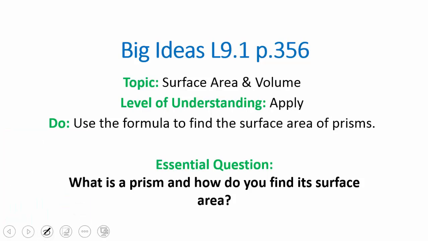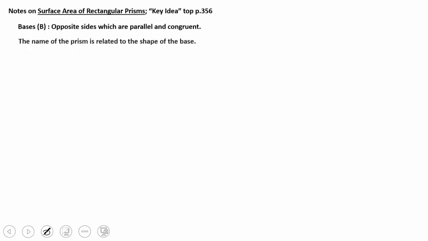Ladies and gentlemen, so important to pay attention. You were asked to take notes on the surface area of rectangular prisms at the top of page 356. Now, I gave you that entire front page, and that is because I'm hoping that in this video, which is going to be entirely on what a rectangular prism is, and these notes, I'm hoping that you will add something from this video into those notes.